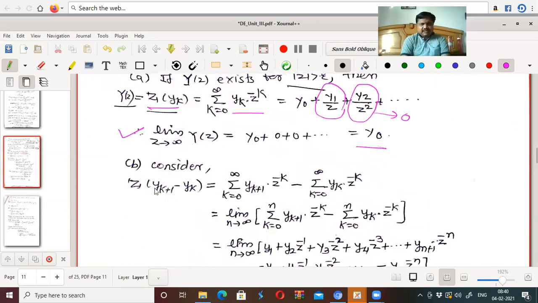So for that we consider Z of yk plus 1 minus yk, which is equal to, now Z of yk plus 1 is what? Summation from k equal to 0 to infinity of yk plus 1 z raised to minus k, by using the definition of Z transform of yk plus 1, minus Z transform of yk.